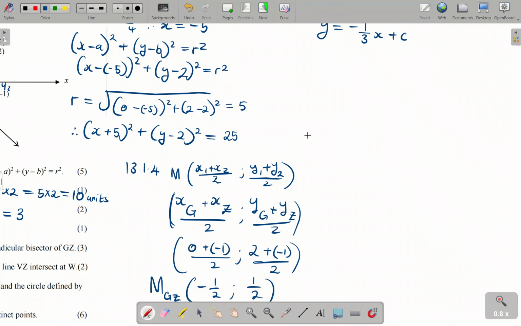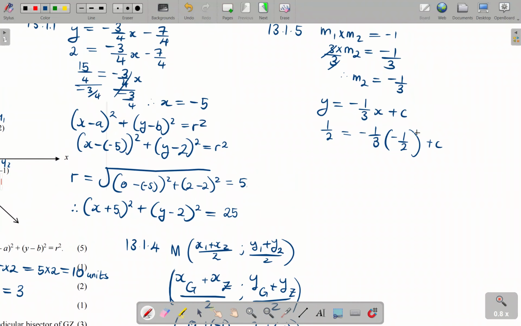So this is your y there. That's half, which equals negative 1 over 3 times your x, which is negative half, plus c. Let me check this. You have negative 1 over 3. That will give us 1 over 6 multiplied by negative 1 over 2. That's going to give you 1 over 6. Now a half, subtract the 1 over 6. So c is simply what? It is simply 1 over 3.